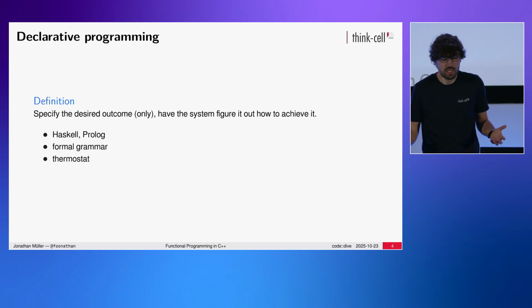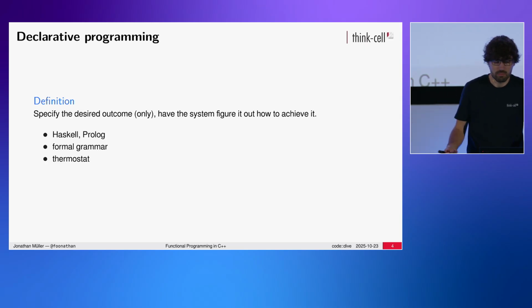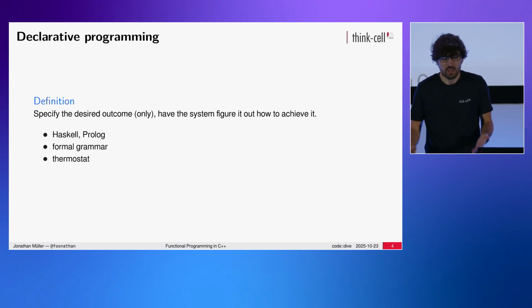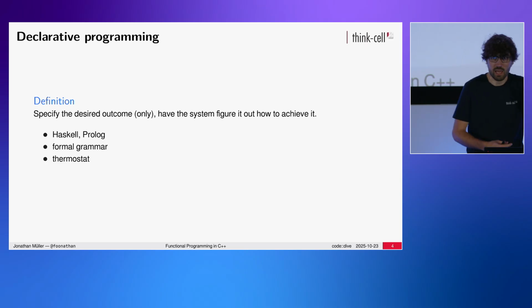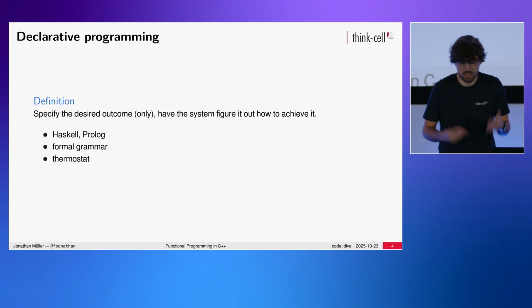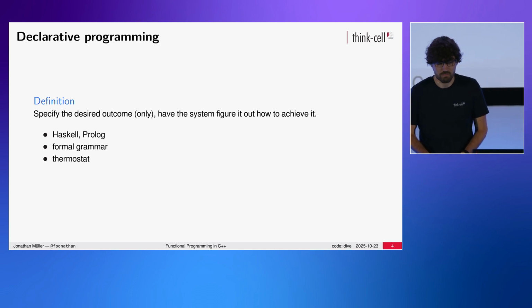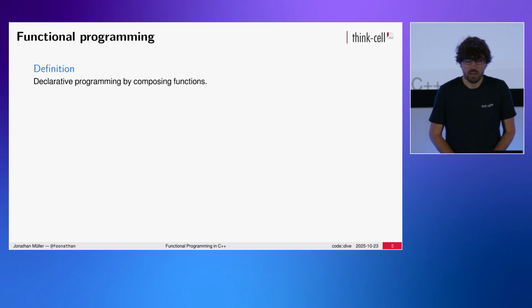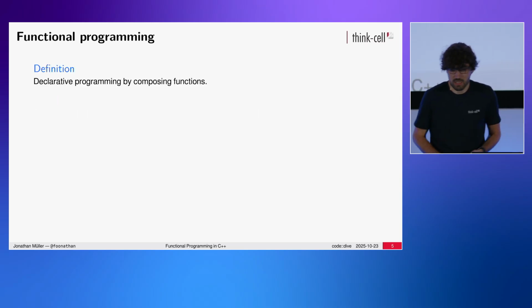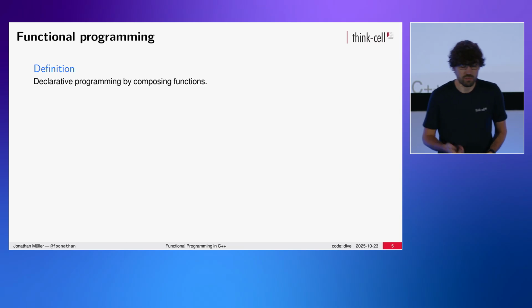And again, for a real-life example, a thermostat in your room. Right? You specify the temperature you want. You don't specify, give me hot air at this temperature for 2 hours. You just say the temperature you want, and then the thermostat will figure out what to heat, what to cool in order to achieve that temperature. And now functional programming is a form of declarative programming by primarily composing functions.